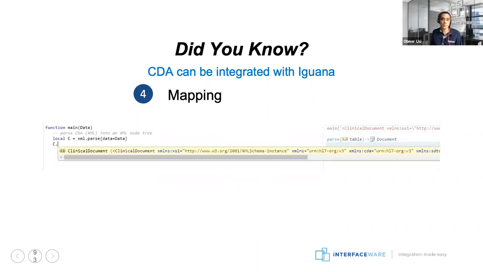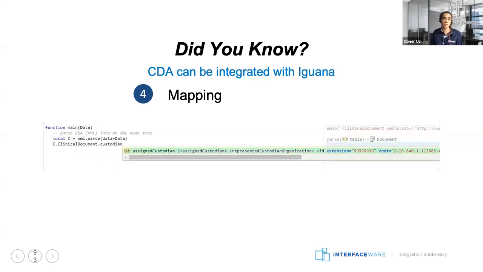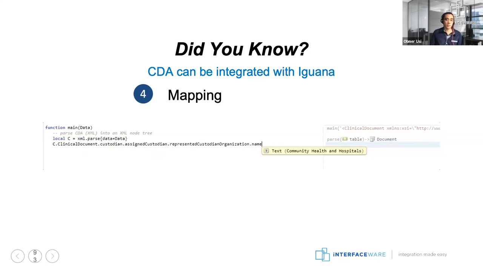Lastly, to map, you can use the annotations provided in the Iguana Translator to find the specific XML element you're looking for. Here, I can find the node for custodian organization and name it organization name, and I map the name General Hospital. Once again, we have this heavily documented on our help site.